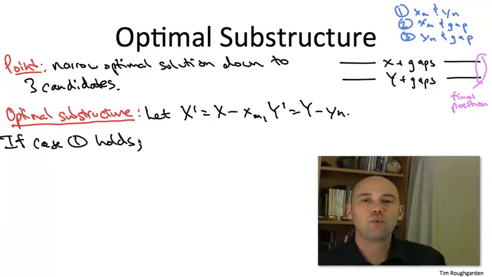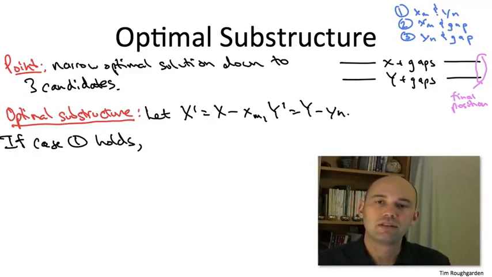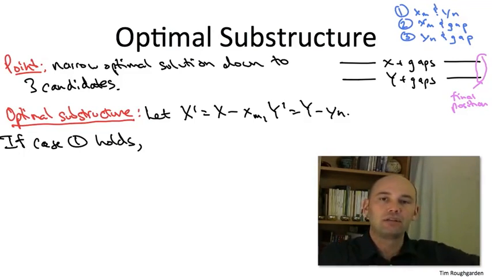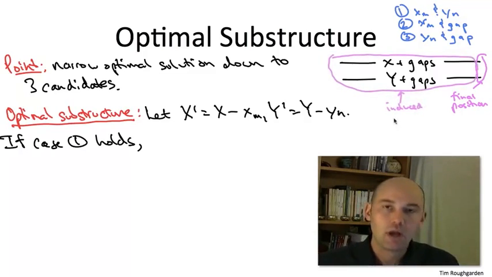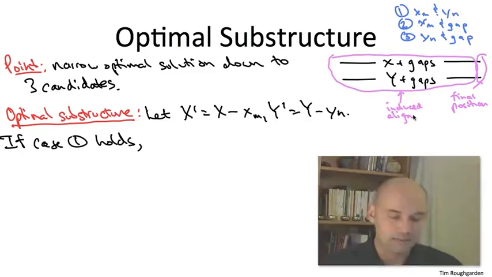Alright, so suppose that case 1 holds. This means that the contents of the final position includes both of the characters little x sub m and little y sub n. So now what we're going to do is we want to look at a smaller subproblem, and we want to look at the subproblem induced by the contents of all of the rest of the positions. I'm going to call that the induced alignment.